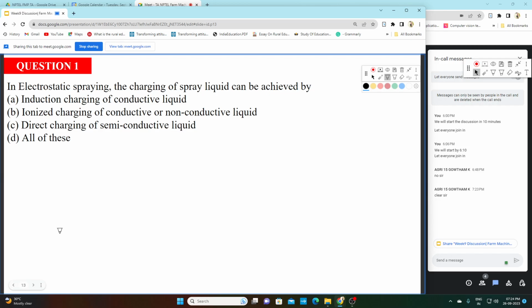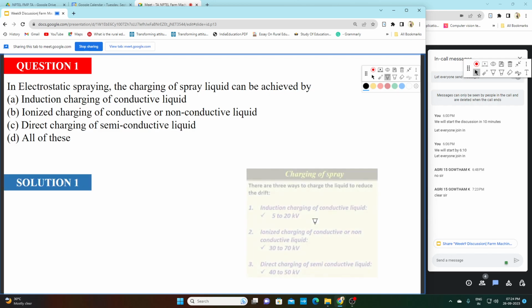In electrostatic spraying, the charging of a spray liquid can be achieved by: A is induction charging of conductive liquid, B is ionized charging of conductive or non-conductive liquid, C is direct charging of semi-conductive liquid, D is all of the above. So any guesses for this? Any guesses for this question?